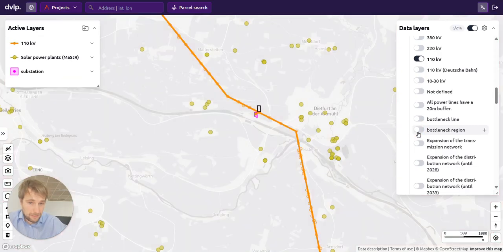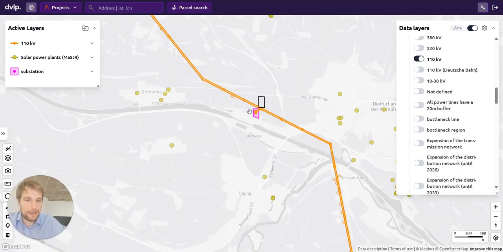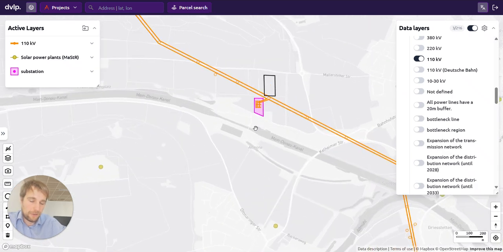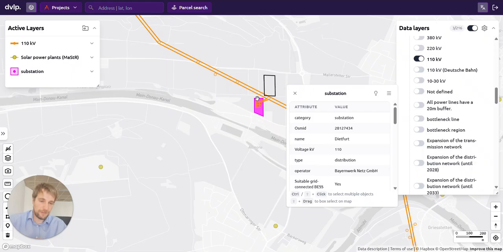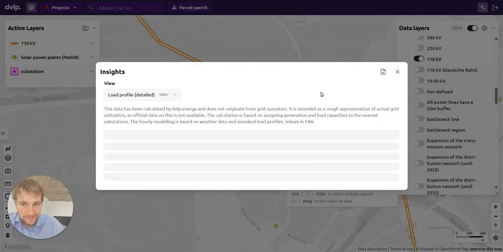Now, let's go one level deeper and look at the different origins of these bottlenecks and understand better where the bottlenecks are coming from. For this, we are assessing in very great detail the amount of connected capacity, both on the feed-in side but also on the electricity consumption side, for each and every substation Germany-wide. So you can just click on a specific substation, and then you'll get the option to inspect the insights. This is the capacity insights.